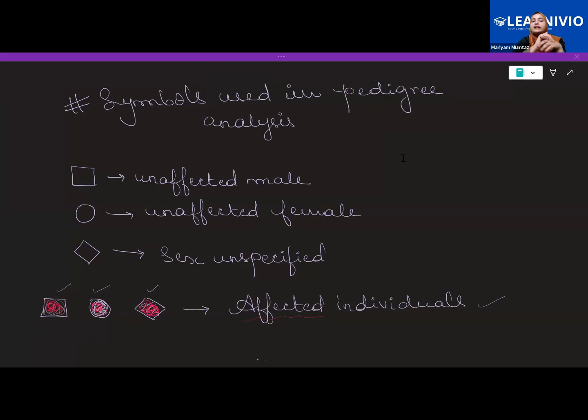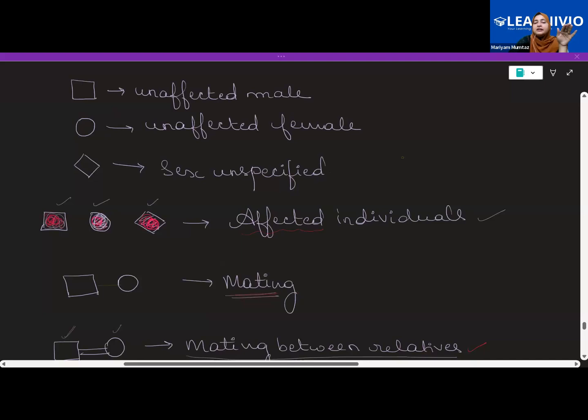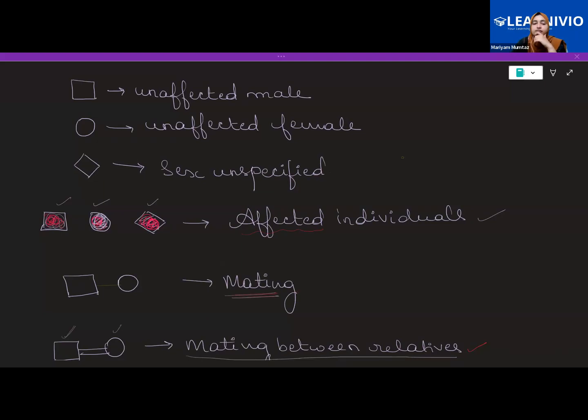In the pedigree analysis, there are certain symbols used. The square, if it is not shaded or colored, represents the unaffected male. The circle, if it is not shaded or colored, represents the unaffected female. The diamond shape represents the sex unspecified, when you don't know the sex of the offspring. And when these three are shaded, that signifies the affected individual.